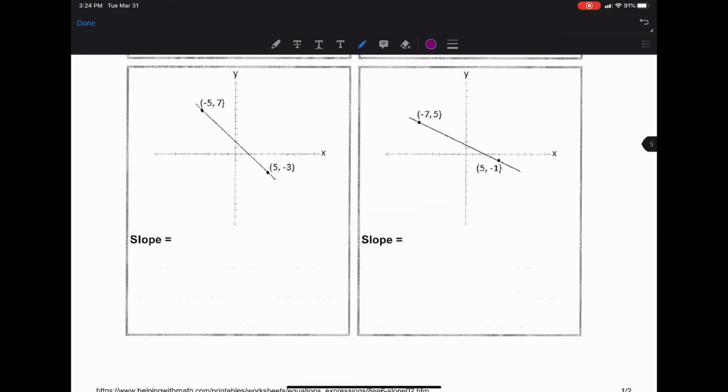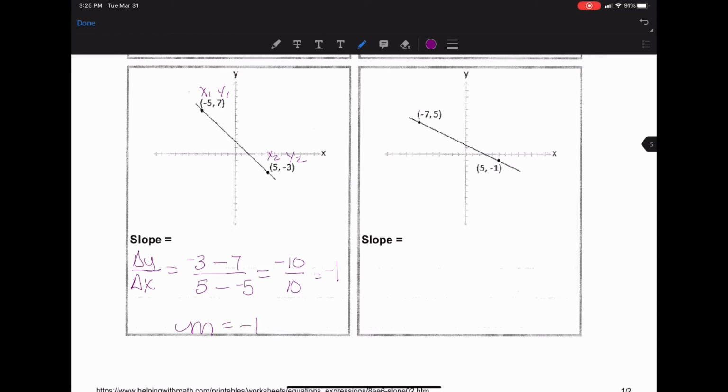The next one, I have my y. Let's label these. So this is going to be x1, y1, x2, y2. So my delta y over my delta x is y2, which is -3, minus y1, which is 7, over x2, which is 5, minus x1, which is -5. So this then turns into -10/10, which is -1. So my slope is -1.